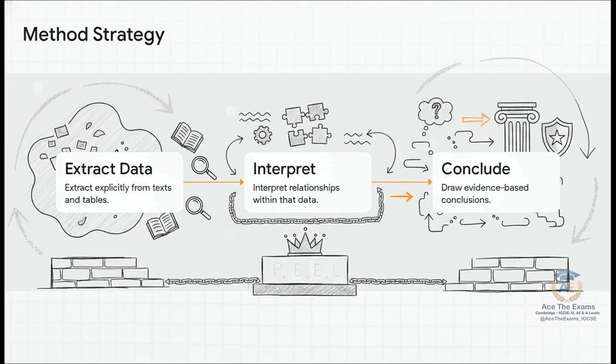This is how you build an absolute fortress of an answer. In Passage 2 Comprehension, marks are quite literally awarded for your process. You cannot just magically jump to the final answer. First, you have to explicitly extract your data from the texts and tables.